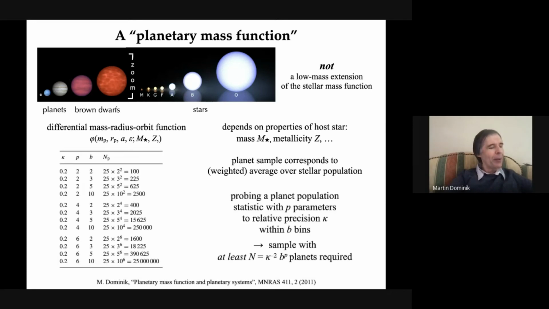If we intend to sample planet population statistics with p parameters, and we want to fit a function to the measured sample abundances sorted into b bins for each parameter, we can work out the required sample size for a desired relative precision kappa. Let's say one sees an indicative functional behavior for 5 bins or more and 20% relative precision. Then a sample comparable to what we have right now, around 4,000 to 5,000 planets, would permit us to obtain a function of 3 parameters. For example, stellar mass, planet mass, and planet radius.